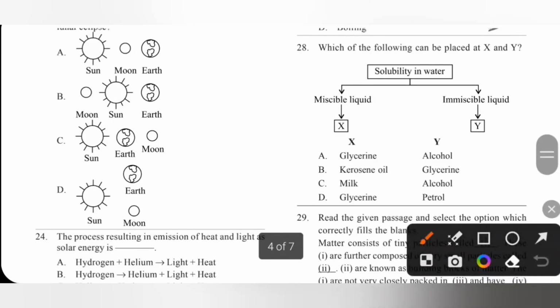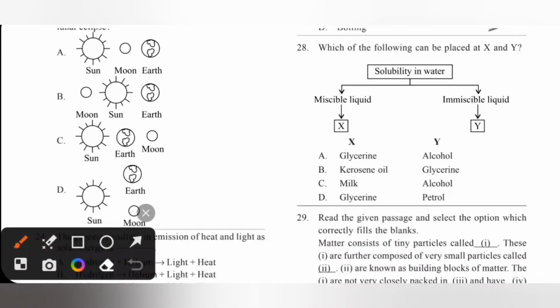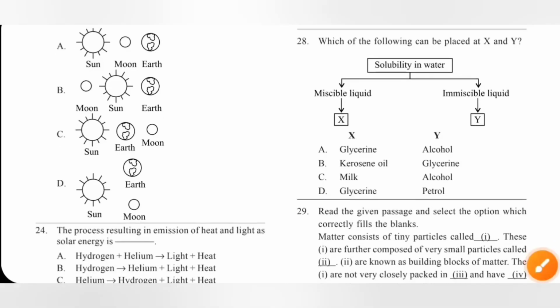28. Which of the following can be placed at X and Y? Solubility in water. So X is a miscible liquid and Y is an immiscible liquid. So liquids like glycerin, alcohol and milk can dissolve in water. The liquids that mix with each other are called miscible liquids. Some liquids like oil and petrol do not mix with water. They float on top of water. Such liquids that do not mix with each other are called immiscible liquids. So option D. X is glycerin and Y is petrol. So option D is the correct answer.